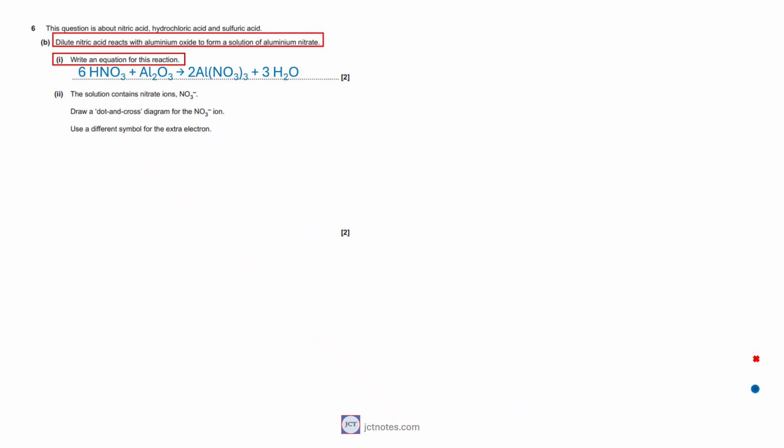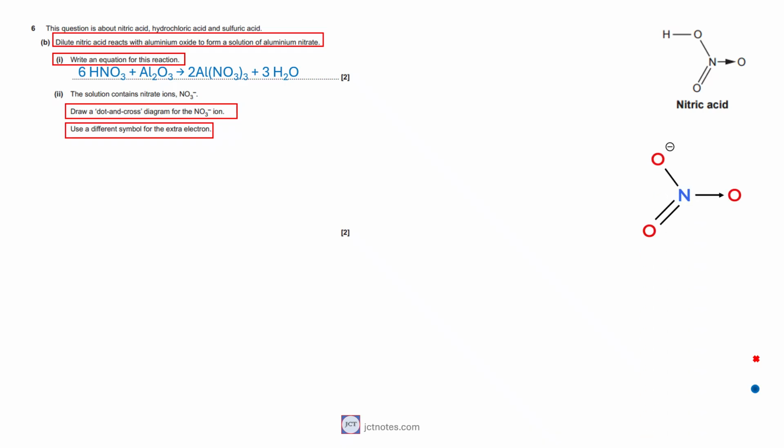In the second question, we are asked to draw a dot and cross diagram for the nitrate ion, using a different symbol to represent the extra electron. The structure of nitric acid given in Part A provides a useful clue. We expect a nitrogen atom bonded to 3 oxygen atoms, 1 oxygen with a negative charge connected by a single bond, 1 oxygen connected by a double bond, and a third oxygen connected through a dative bond from the nitrogen. To make the diagram easier to construct, I first arrange the atoms and electrons in a way that clearly shows how the final structure will form.